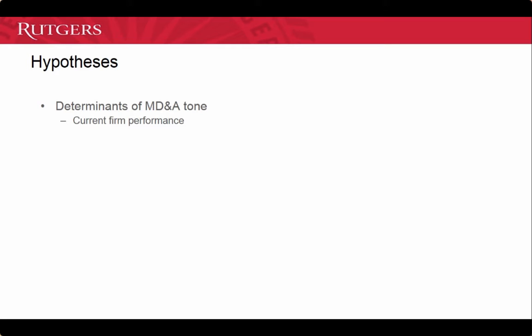So a positive relationship means if performance is good, then the tone should be good, right? Or if performance is bad, the tone should be bad. So what was Fang Li's hypothesis? Do you remember? You can look at it. It's on page 1055. Positive. So why would the tone be positive? Well, because things are going well, so they're going to have a positive tone.